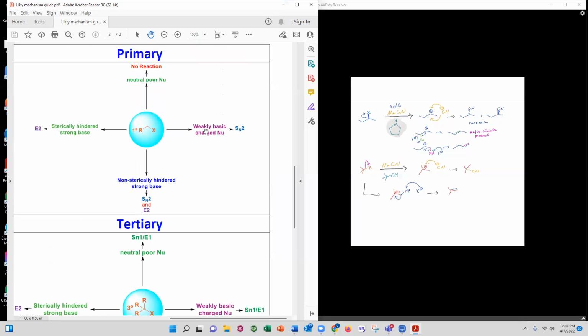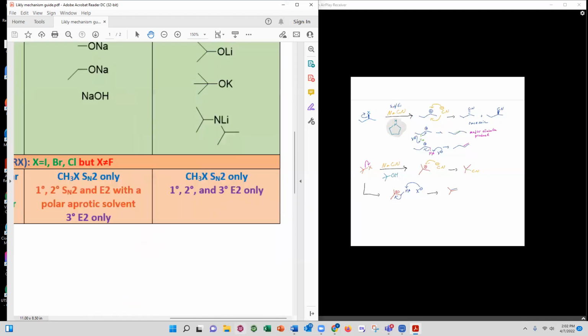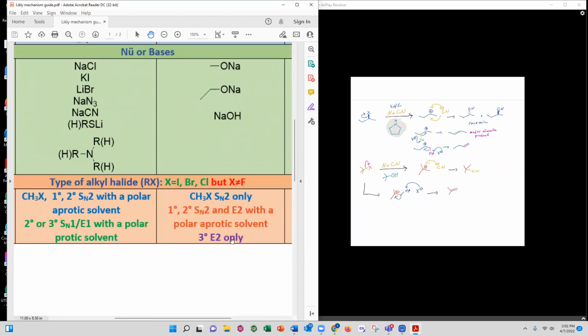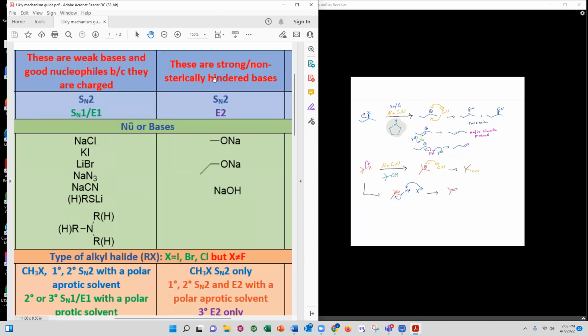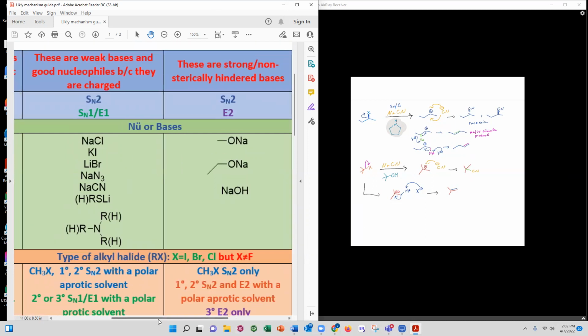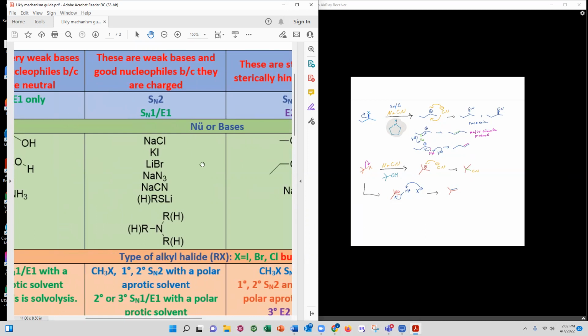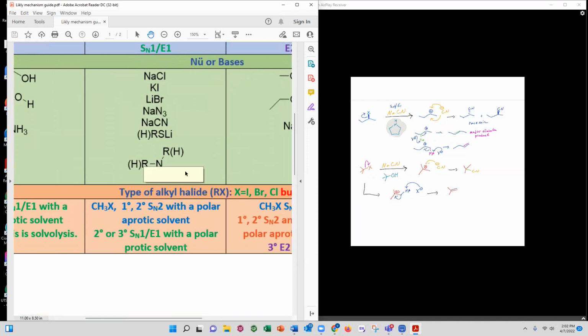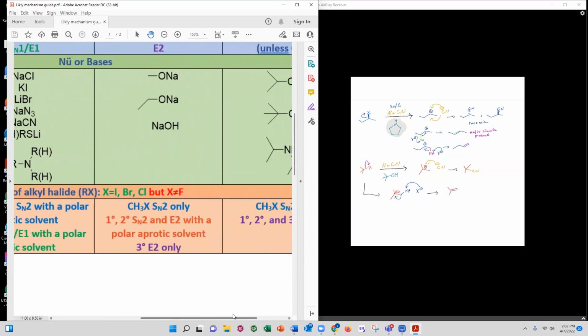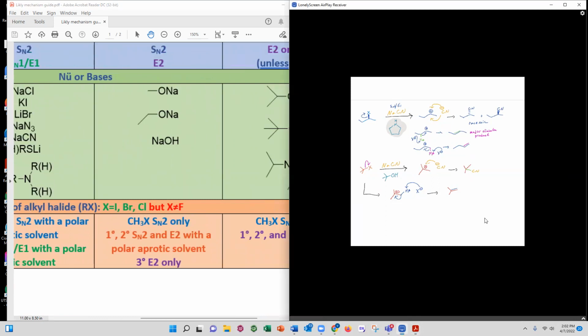So again, that's the trickiest of all of them. If you go back up here and you look at this chart, it's the weakly basic but charged nucleophiles over here. It's the weakly basic charged nucleophiles that will give you the most issues, because this is a lot more substrate dependent. And it's also the only case where you need to take a look at solvent in terms of a secondary substrate. All righty, next one.